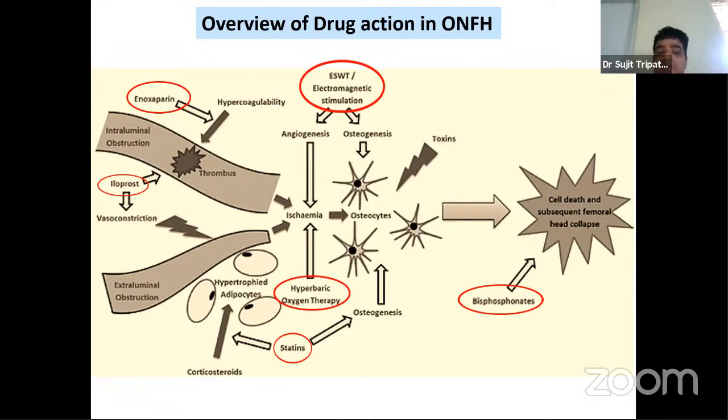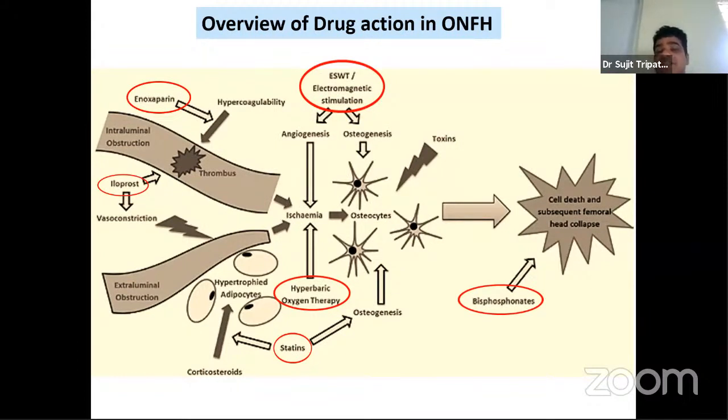Statin drugs are also commonly used, but those have two effects. Either it hampers the process caused by the corticosteroid, which leads to hypertrophy of the fat cells. That particular process is prevented by statins. And in some of the studies, it has been clearly mentioned that it also augments osteogenesis.